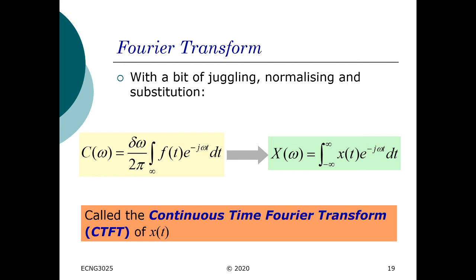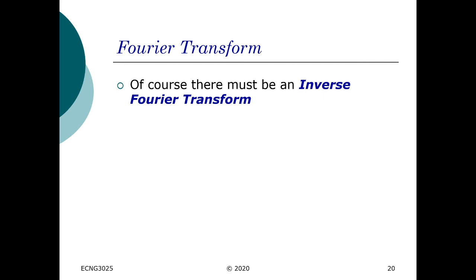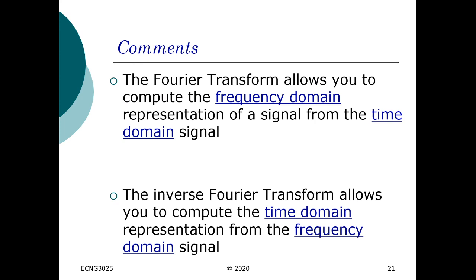Of course, because we move from the time domain to the frequency domain, there must exist an inverse Fourier transform to move from the frequency domain back into the time domain, and the following equation shows how this can be done. So basically, recapping, the Fourier transform allows you to compute the frequency domain representation of a signal from the time domain signal. So we are able to transform a time domain signal into the frequency domain. The inverse Fourier transform will do the reverse. It will transform a frequency domain signal back into the time domain representation.